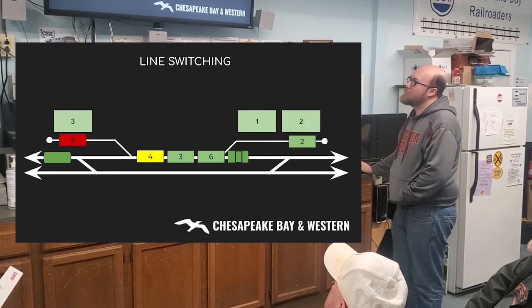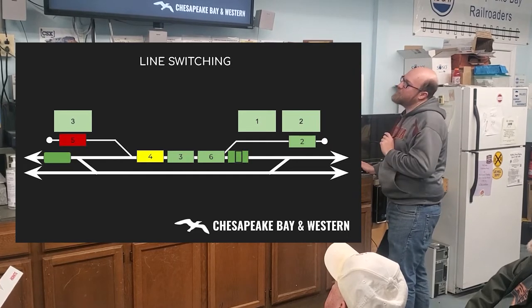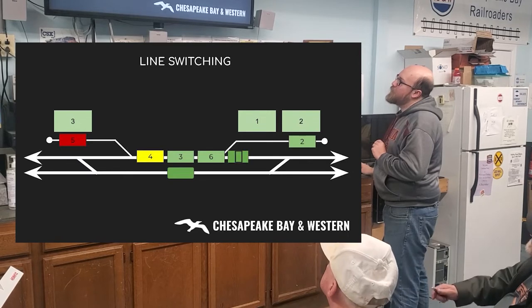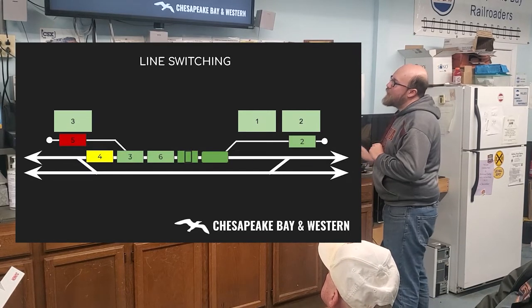All right, so you pull ahead of the first end of the runaround. It gets routed. Both ends get routed around the train. Go around. Switch is closed. You couple to the end.